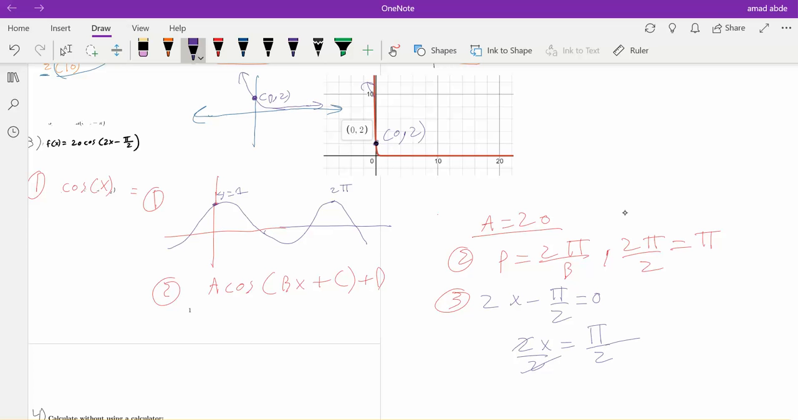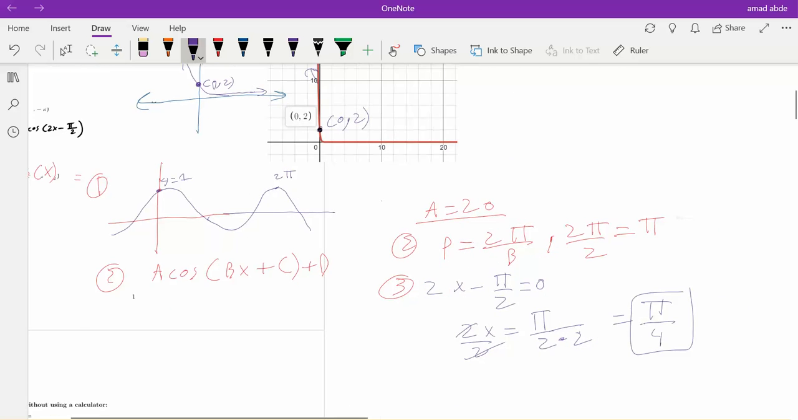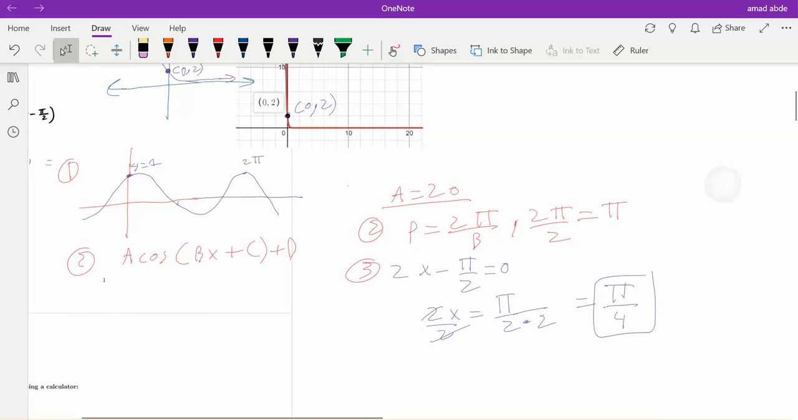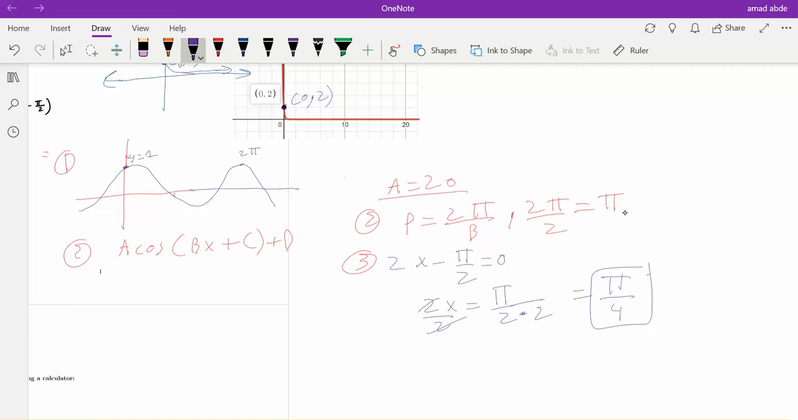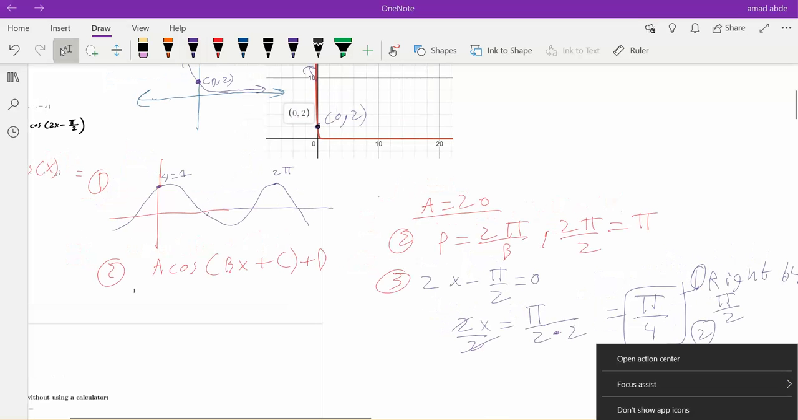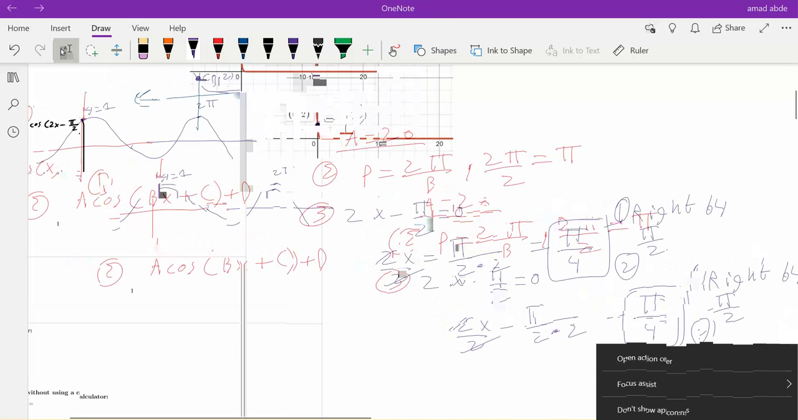The fact that we got pi over 4 tells us the graph is going to be shifted to the right by pi over 4. I was planning on breaking it into two facts, but I already said it shifts to the right by pi over 4, so it's just one fact. Now let's use everything we know to graph this.